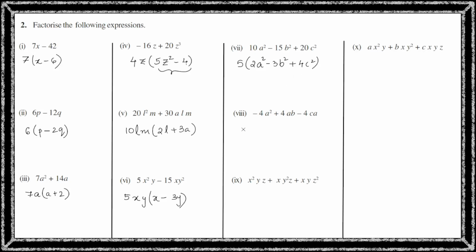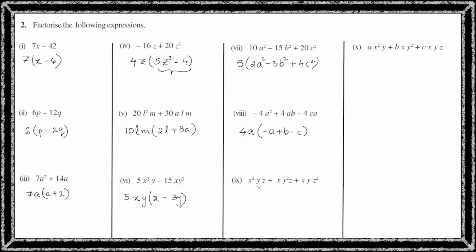Next I have 4 is common and clearly 1a is common. So bring that outside the bracket. I have minus a plus b minus c. So 4a into minus a plus b minus c is the factorization.